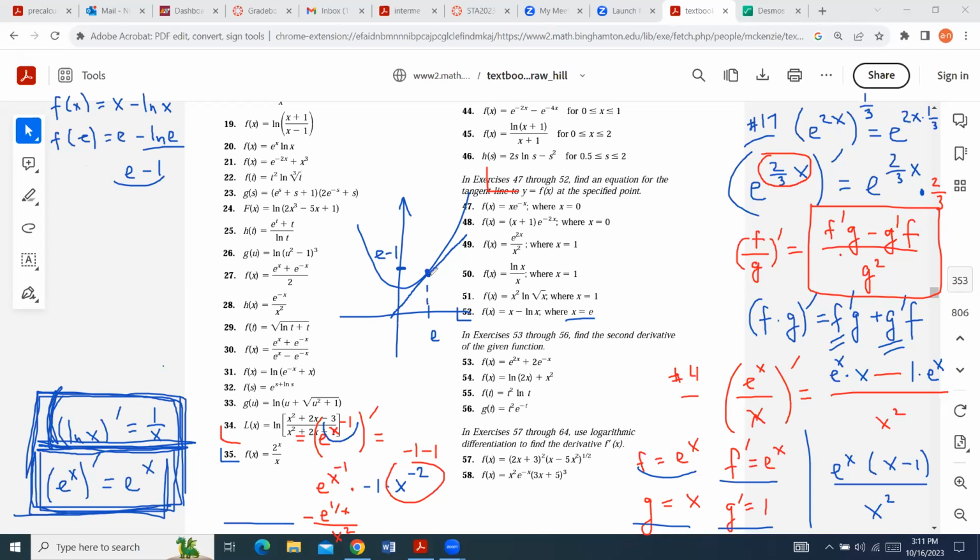So at that point, I need to get an equation of the tangent line. And to be able to do it, I need a slope. So I take a derivative of my function. And the derivative will be, derivative of x is 1, minus 1 over x, right? And then I have to plug in this E again, but in the derivative. So this way I get that slope. Okay, so whatever it is, 1 minus 1 over E.